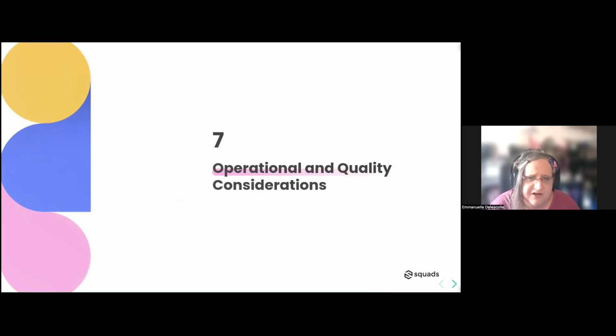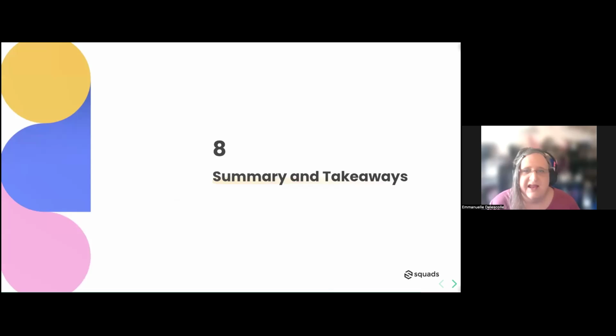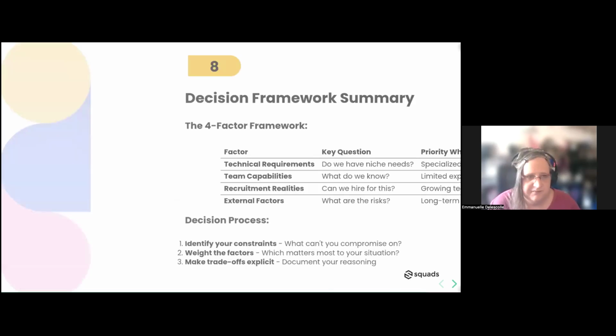We're running a little bit low on time, so I'm going to skip this next section, which is not less important, but is probably more obvious, which is the operational and quality considerations. And I'm going to move on to the summary and the takeaways.